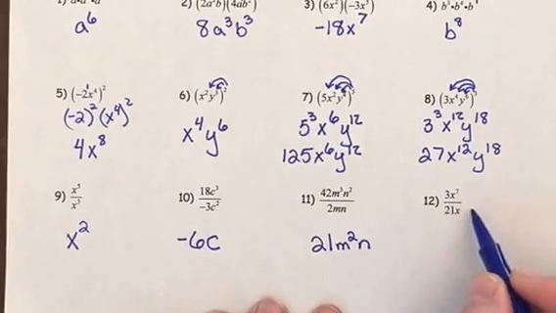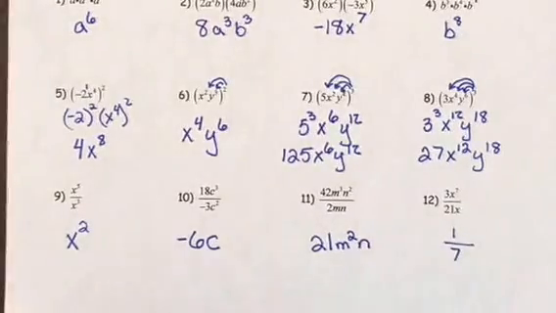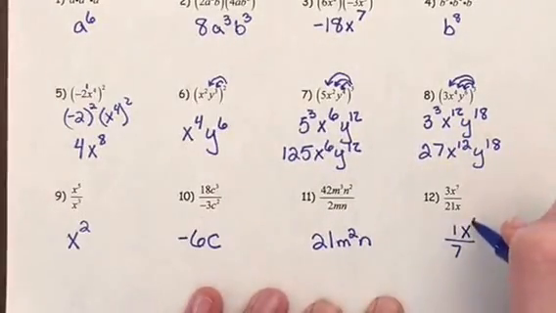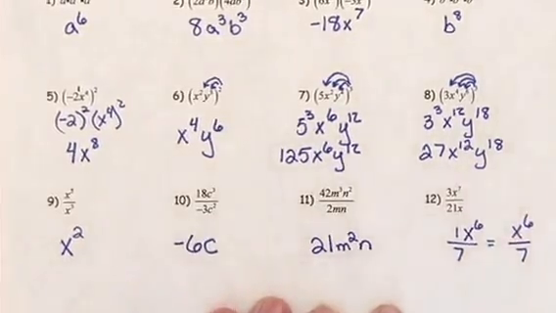The last one is a little bit tricky because 3 over 21 simplifies to be 1/7. Now when I take care of the x's, x to the 7th over x leaves me with x to the 6th in the top. So this is really the same as x to the 6th over 7.